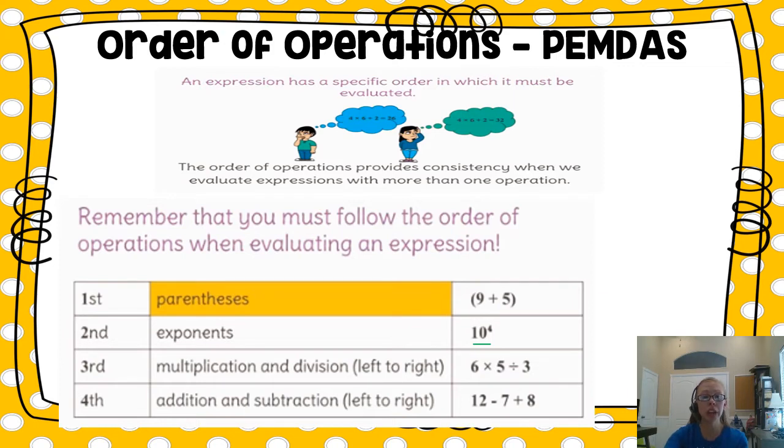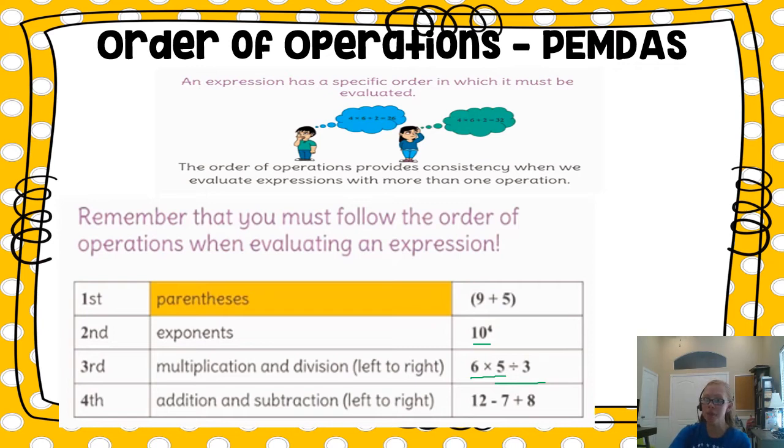So you look in the problem. In this example, 6 times 5 is the first problem that shows up on the left. So we would solve 6 times 5 equals 30 first. Then we would do 30 divided by 3, because that's further to the right. 30 divided by 3 equals 10 would be how we would solve in this part.